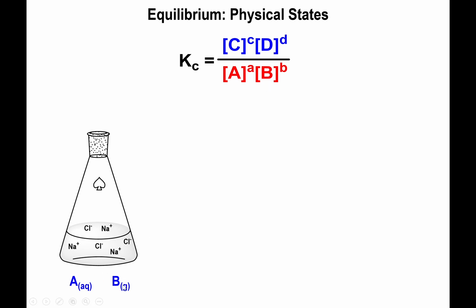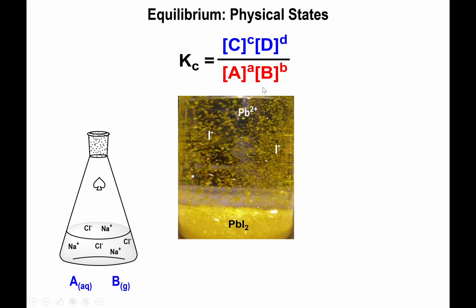And the same thing goes for gases. You could actually dissolve gases in water. So the idea right here is that as long as the substance is aq or a gas, you can input it into the equilibrium expression. But if you do have a solid, so for instance, let's say you have lead(II) iodide, which is rather insoluble in water, you can see the yellow crystals that were produced in this particular reaction where lead was mixed with iodide.